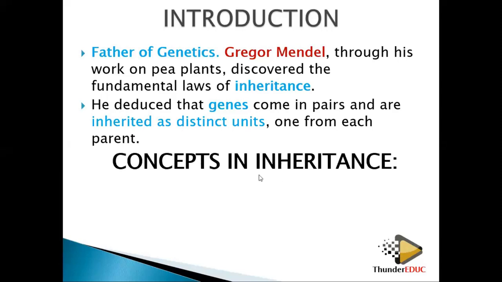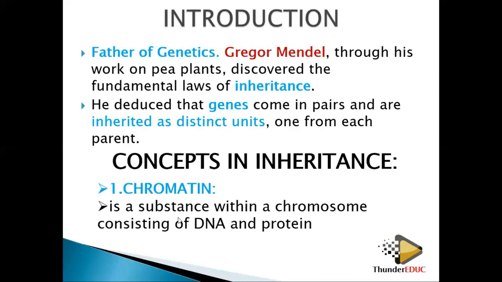So let's look at some of the concepts of inheritance, meaning the terminologies. Chromatin. When you talk about chromatin, it's a substance within a chromosome containing DNA and protein. Basically, chromatin is DNA, but in this case, this DNA is like threads. Yes, it is in coiled form. When it coils, then it forms what you call a chromatin.